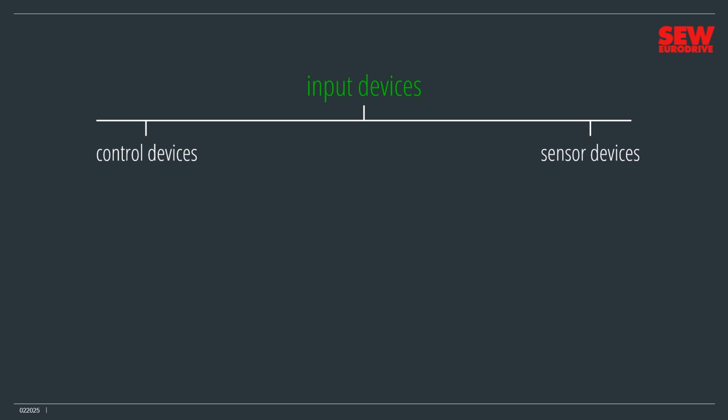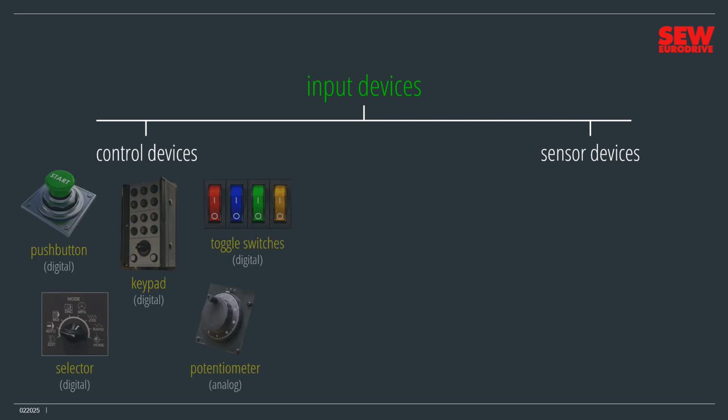Okay, let's drill down into input devices by looking at some examples. Common control devices include push buttons and toggle switches to start, stop, activate, or deactivate equipment. Selector switches choose between options. Keypads let the operator enter numbers into the application. All these devices are digital. Selector switches and keypads usually output a binary number rather than a single on-off signal. Potentiometers are analog. They let the machine operator smoothly control the machine's speed or position by turning a knob.